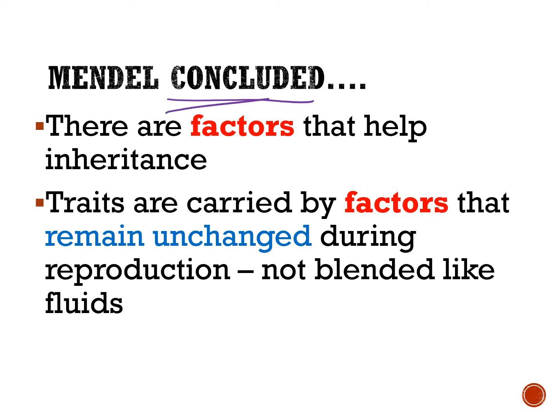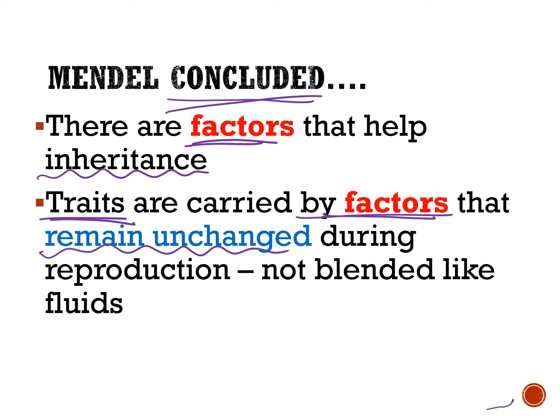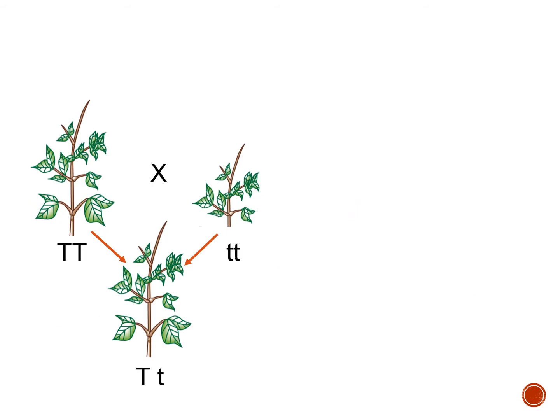Mendel therefore concluded that this 3 to 1 ratio is not a coincidence. There must be a factor behind it that helps inheritance. The characteristics or the trait of a person or an organism is carried by these factors. These factors remain unchanged during reproduction and do not blend like fluids.